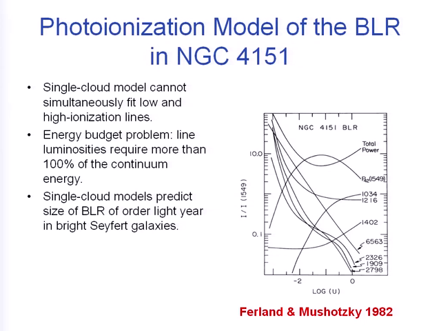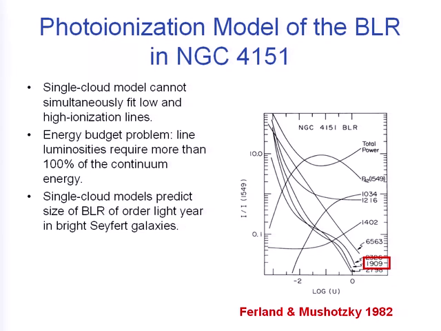You've got an energy budget problem, too. There's more energy in the lines than you can produce from the continuum that it sees. And this, however, is where we get our estimate of the size of the broad line region. For fairly healthy Seyfert galaxies or wimpy quasars, the size of the broad line region then ought to be on the order of a light year or thereabouts.